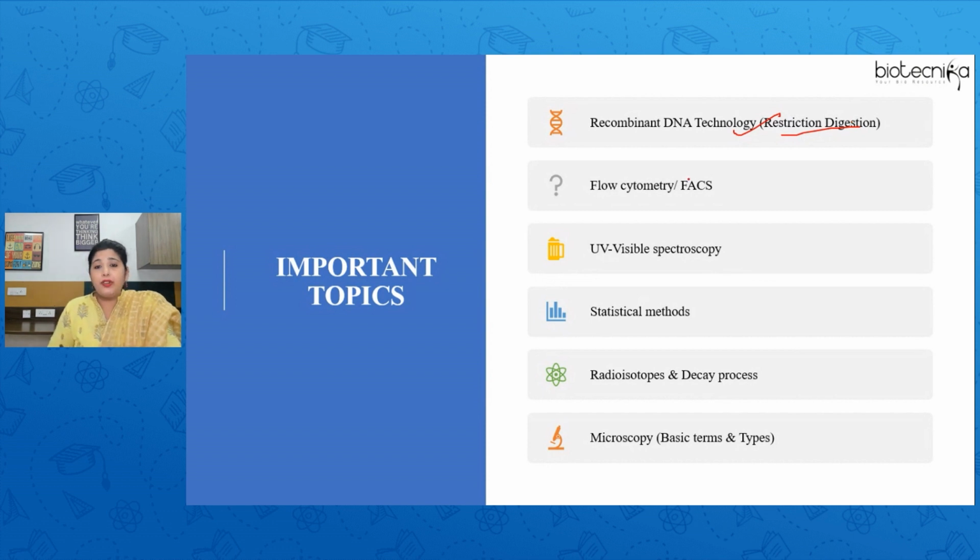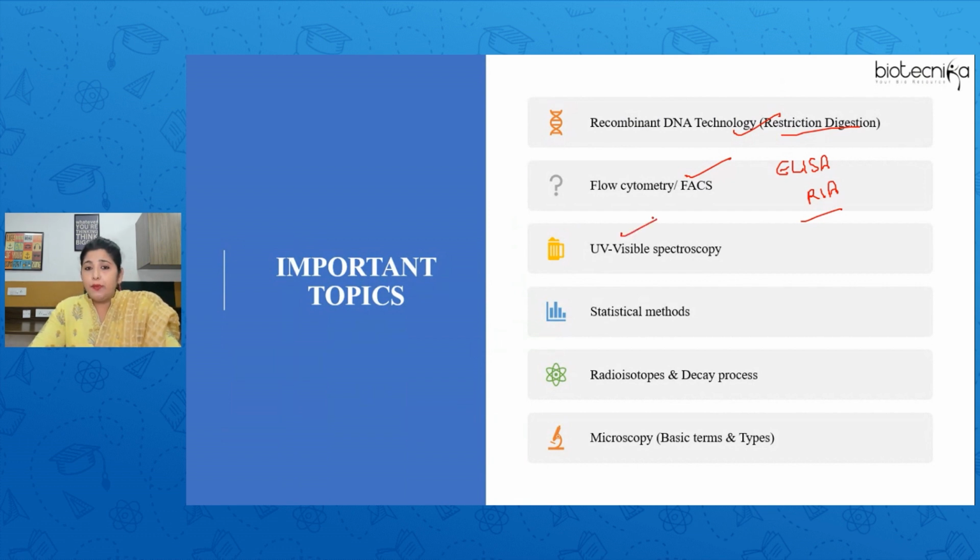Then flow cytometry. The concepts from Unit 4, B cell, T cell, immunology, and the flow cytometry topic, the questions are framed by combining these two topics. So flow cytometry from subunit B, you should never skip. However, sometimes the questions on ELISA or radioimmunoassay or Western blotting are also asked.